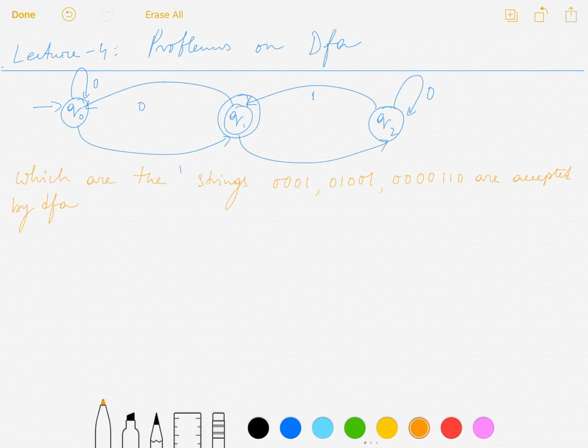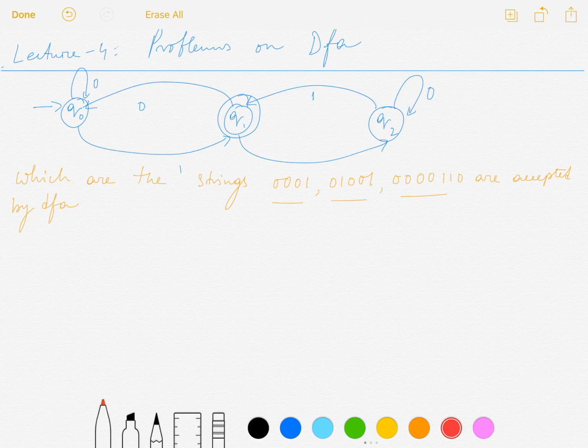Let us start with some more problems on DFA. Right here in this problem, one DFA is given. Now we have to find out which of the three given strings will be accepted by this DFA. So let us start with 0001.